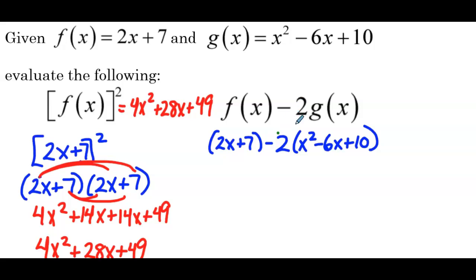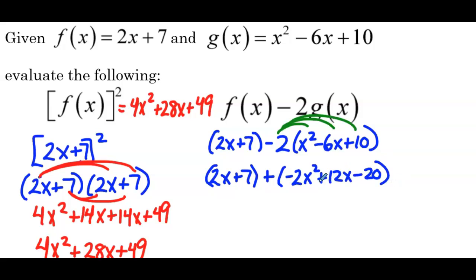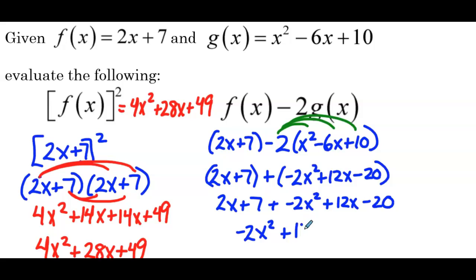We can start by distributing the negative 2 into our trinomial. So we have 2x plus 7 plus negative 2x squared plus 12x minus 20. Now we have addition, so we can drop the parentheses. So 2x plus 7 plus negative 2x squared plus 12x minus 20. Combining our like terms, we have negative 2x squared plus 14x minus 13. So the expression f of x minus 2 times g of x is equivalent to negative 2x squared plus 14x minus 13.